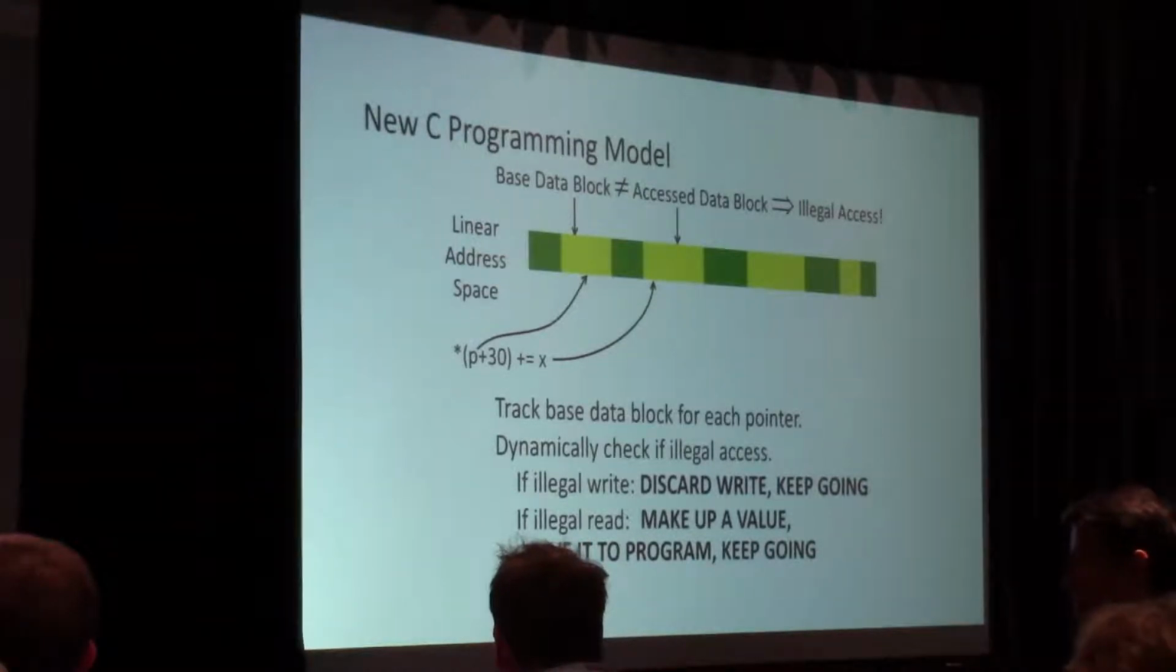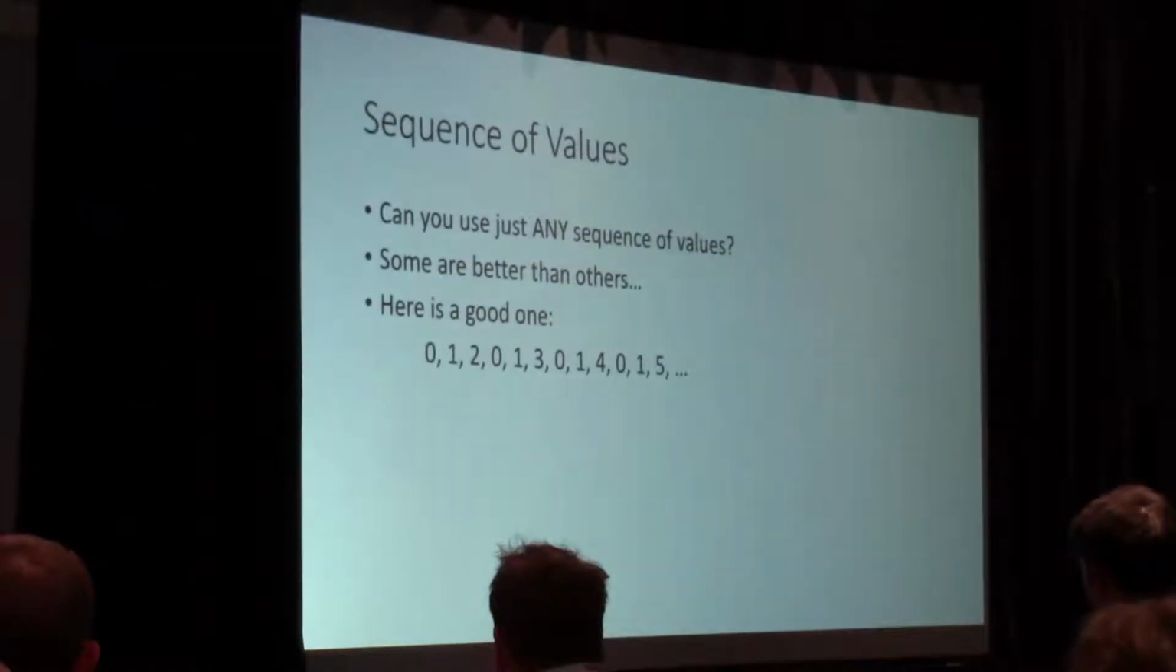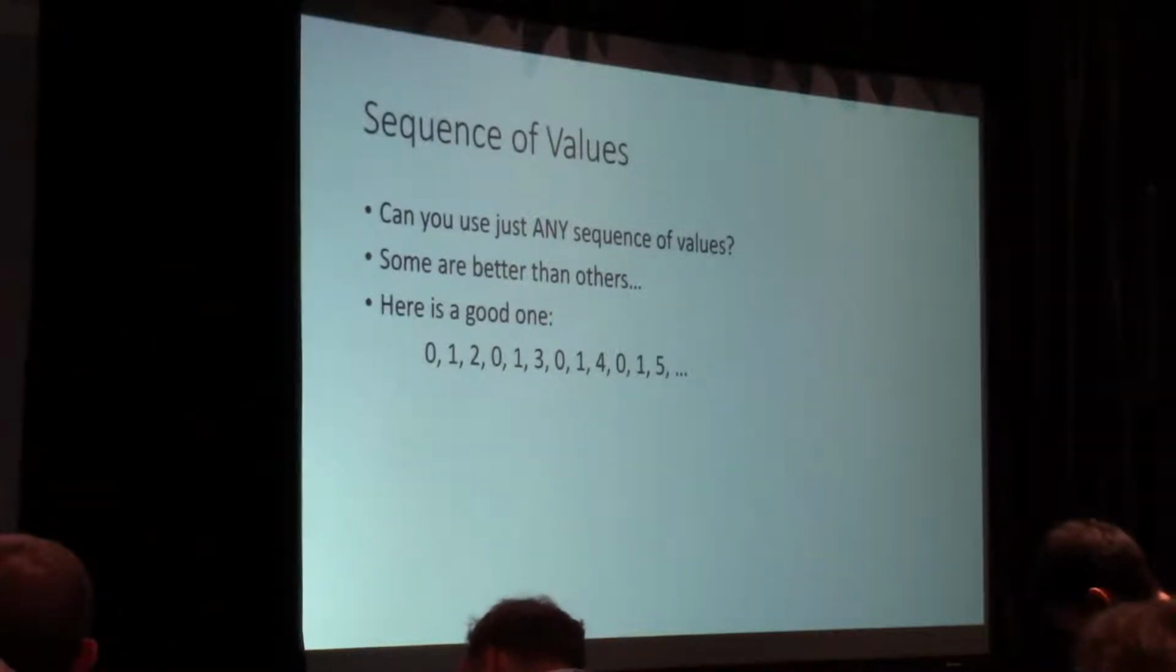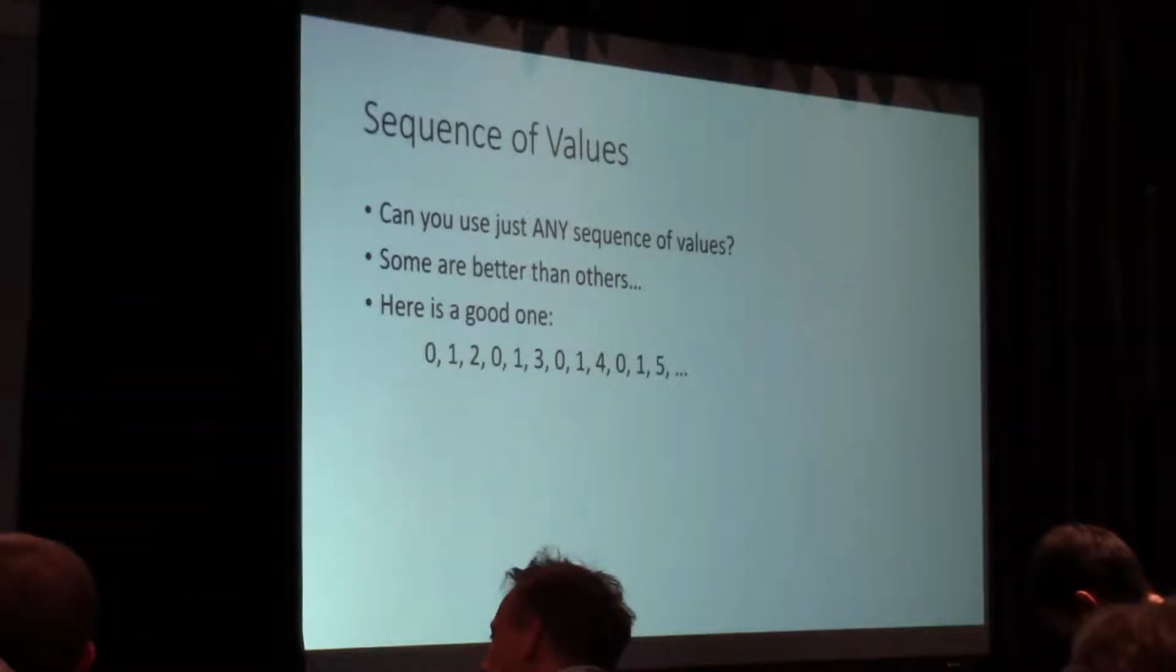Now, it isn't really that simple, because it turns out that some sequences of values that you hand back are better than others. In particular, this is a pretty good sequence of values. See, it goes 0, 1, 2, 0, 1, 3, 0, 1, 4, 0, 1, 5. Why is this a good sequence of values? Well, if you go off and look at the computer architecture literature, these guys do something called value prediction, where they try to predict what the value is going to be so they can make their branch predictors and their data predictors work a lot better. And you'll find that almost all of the values that your program reads are either 0 or 1. So if you hand back a sequence with a lot of zeros and ones in it, chances are you're going to get the right value anyway.